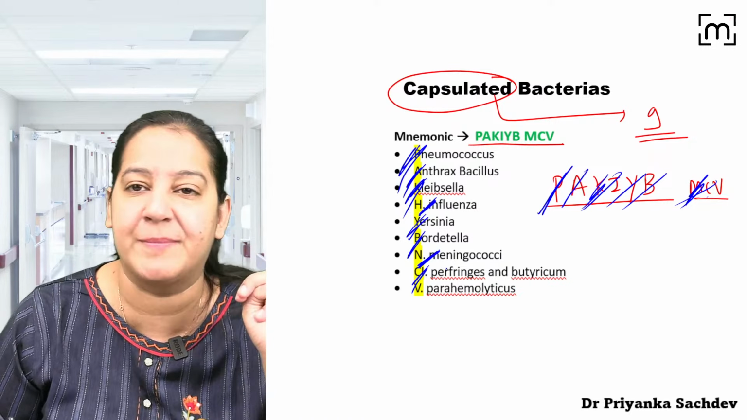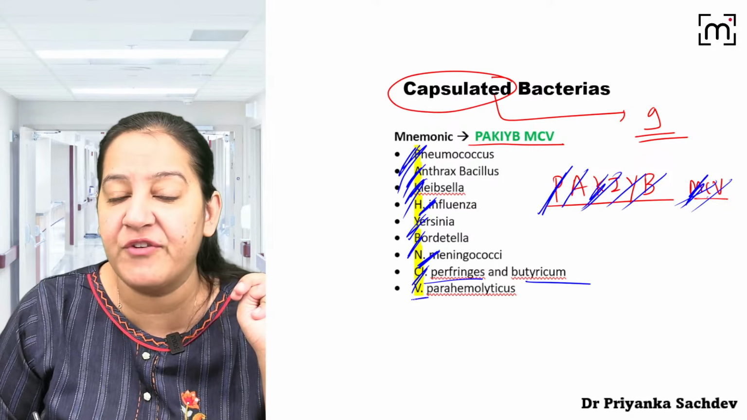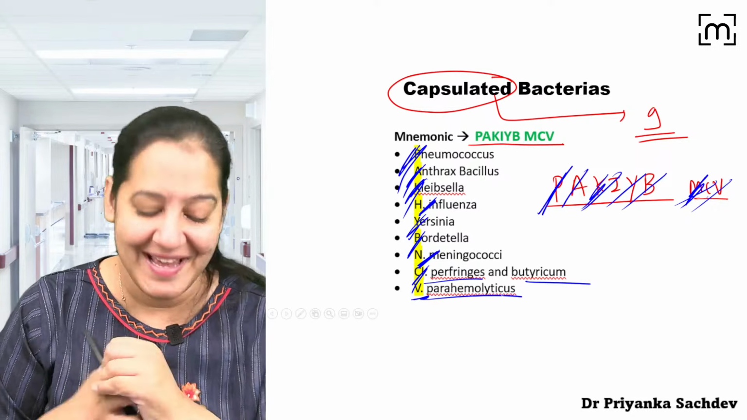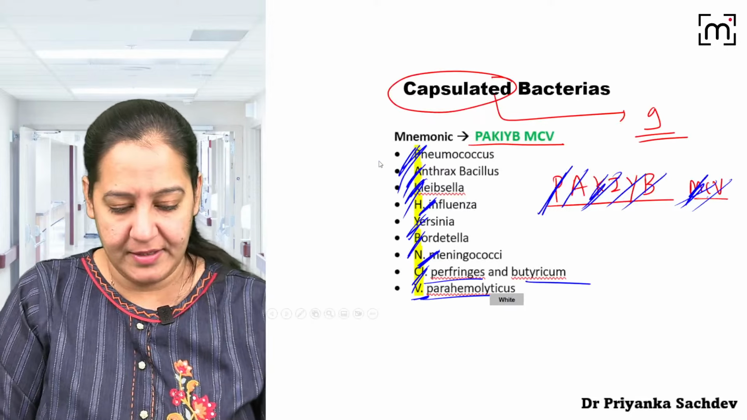Only 2 Clostridium have capsule, not all. So Clostridium perfringens and Butyricum. And V stands for Vibrio. It's not Vibrio cholerae, please. It's Vibrio parahemolyticus. Can you help me with the 9 names? Who will help me?